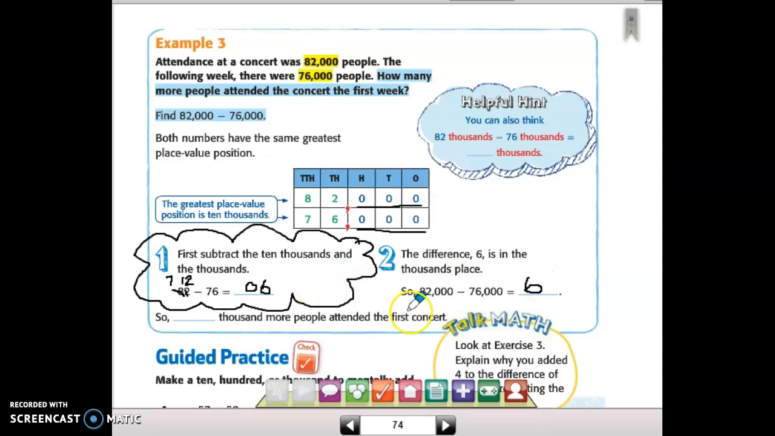But now, to get the actual answer, we need to add back in those zeros that we took away when we did this. So now we've got to bring back those 3 zeros. Because what we subtracted over here was basically just subtracting the tens and thousands, 10,000s and thousands places. So we'll put those zeros back in, and our answer is 6,000. So going back to our question, 6,000 more people attended the first concert. Okay, just taking off those zeros to solve a simpler problem.